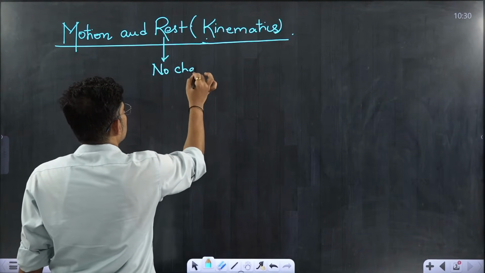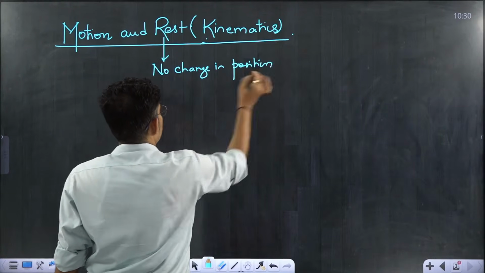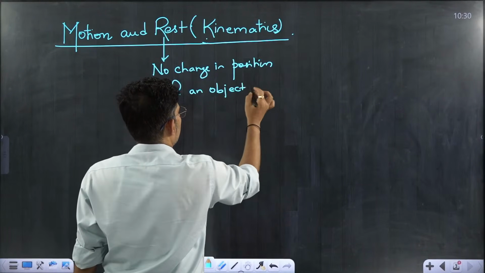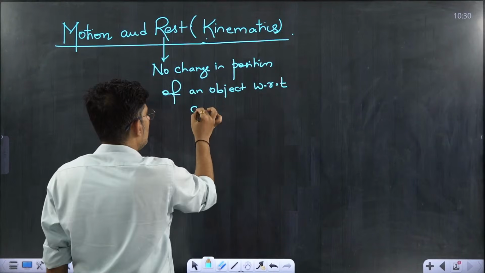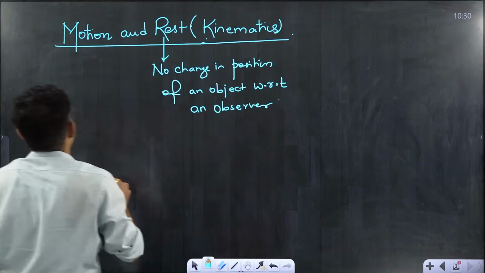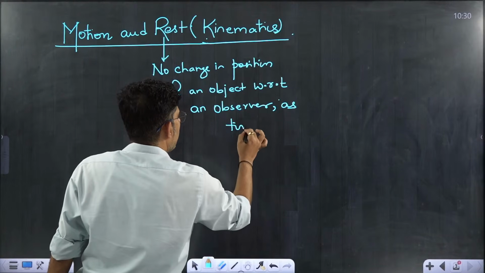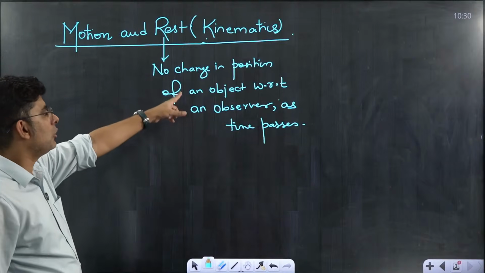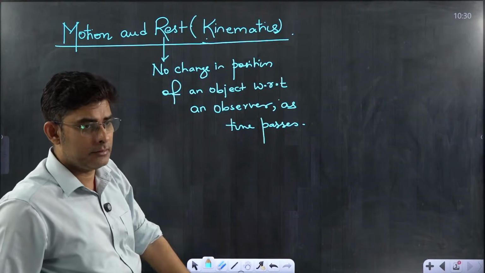no change in position of an object with respect to an observer, WRT being short for with respect to, as time passes. So as time passes, if there is no change in position of an object with respect to an observer, we say that it is at rest.